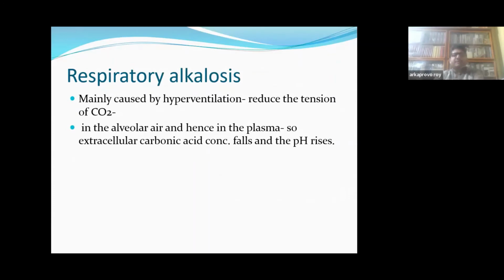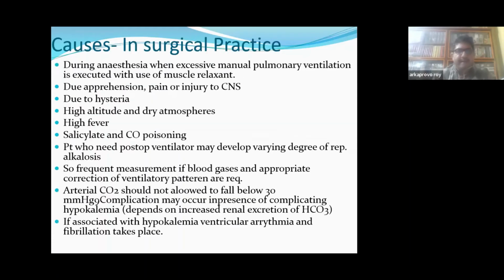Next comes respiratory alkalosis, mainly caused by hyperventilation, which reduces the tension of carbon dioxide in the alveolar air and hence the plasma, so extracellular carbonic acid concentration falls and the pH rises. What are the causes in surgical practice? During anesthesia, when excessive manual pulmonary ventilation is executed with use of muscle relaxant, due to apprehension, pain or injury to CNS, hysteria, high altitude and dry atmospheres, high fever, and others also.